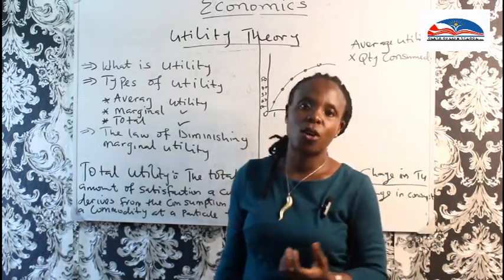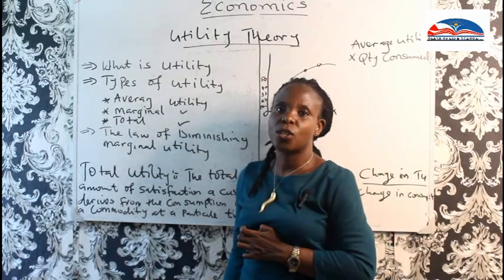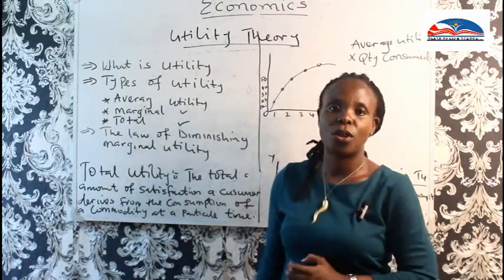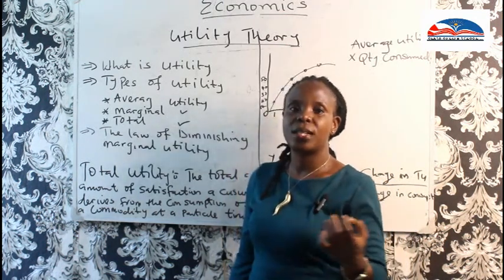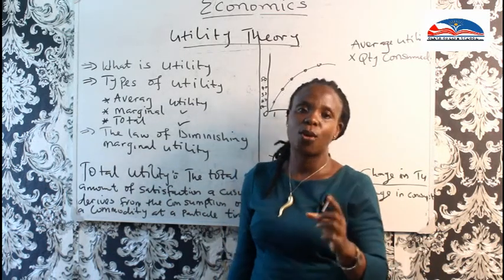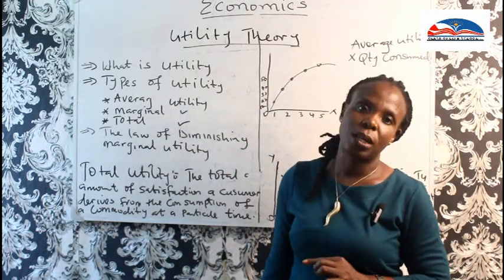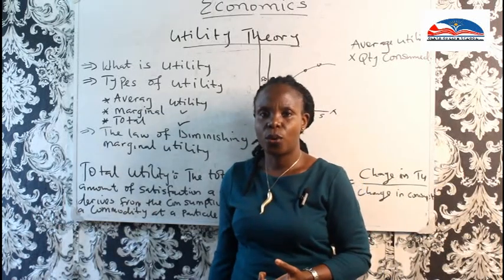If it's a bar of chocolate and he is happy consuming that bar of chocolate, he has a satisfaction: I'm happy with this bar of chocolate. He buys another, he is equally happy. He buys a third, he is equally happy. That means that he is getting satisfaction each time he consumes that bar of chocolate. That is total utility. Okay?